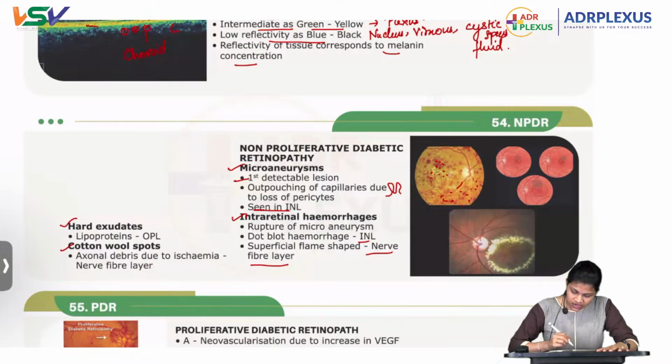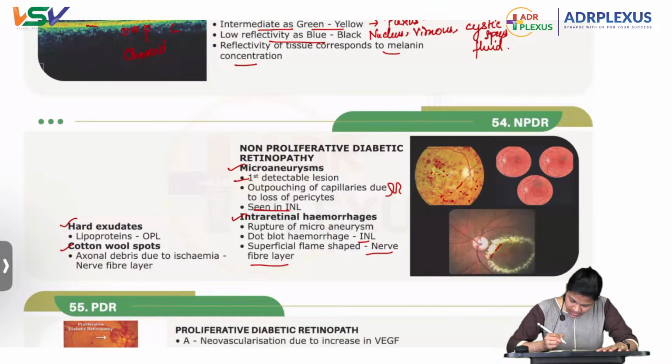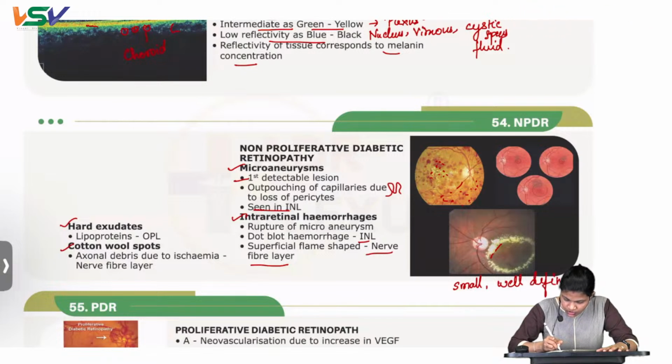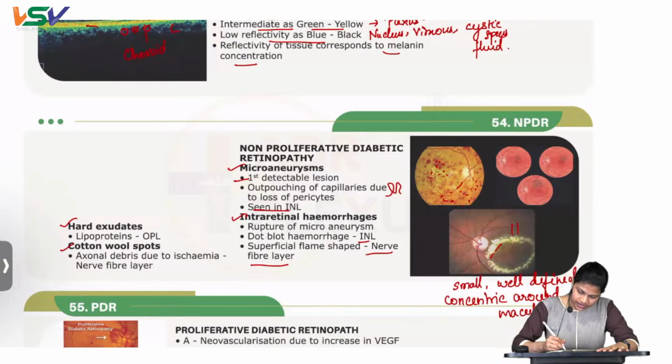Okay. Now, the third one is the hard exudates, which are the lipoproteins, which is in the outer plexiform layer. So the lipoprotein exudates are these hard exudates, which are small, well defined, and usually concentric around the macula. Okay. So this is the hard exudate.